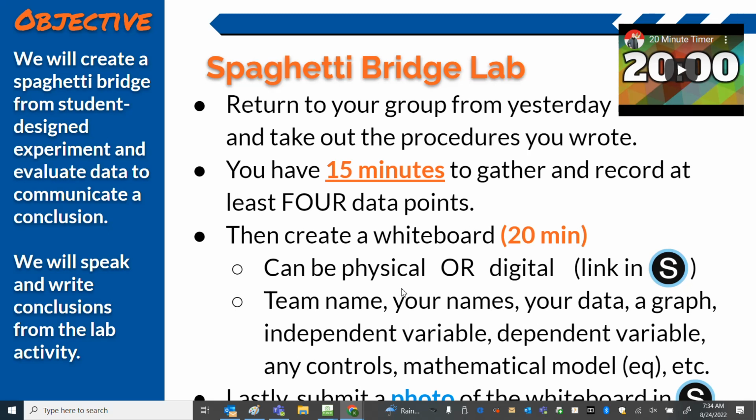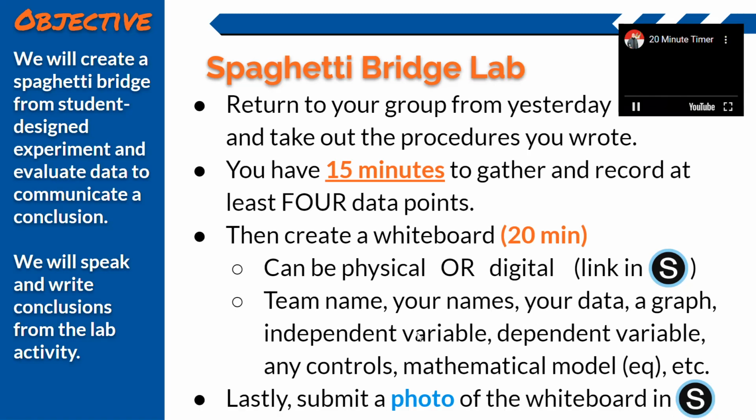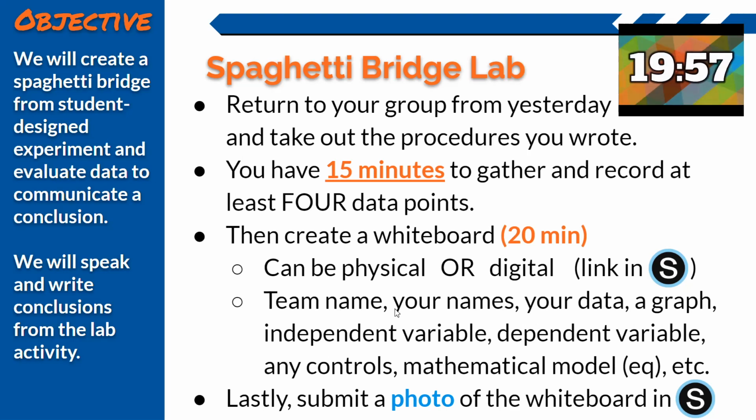So this is what needs to go on your whiteboard. Okay, again, it can be physical or digital. Your team name, so y'all can come up with a group name. It can be silly if you want, I don't care, whatever you want. Your individual names, so if y'all are like Team Cool, whatever, and then put your names. I don't know if you should use Team Cool, it's not very cool. But then put your group member names. You're going to put your data on there. Again, we talked about this yesterday.